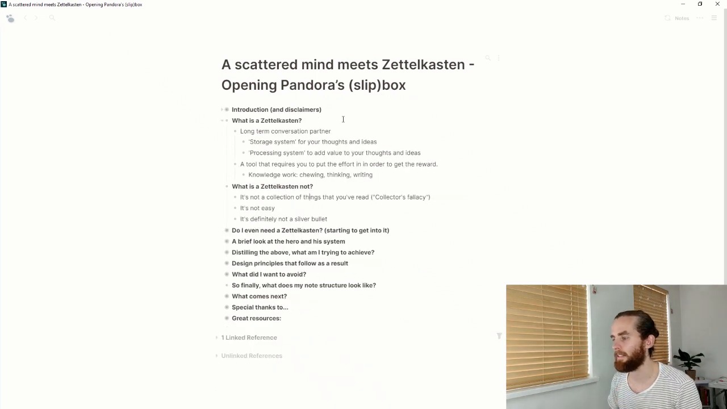What is a Zettelkasten not? It's not a collection of things that you've read, which is the collector's fallacy, in the sense that I'm just storing tidbits of information that I've found into some sort of archive system. It's not easy. It takes a lot of work, as I said, and it's definitely not a silver bullet.